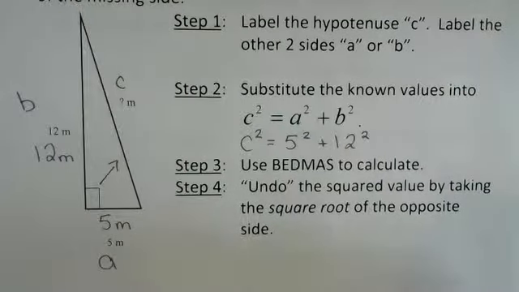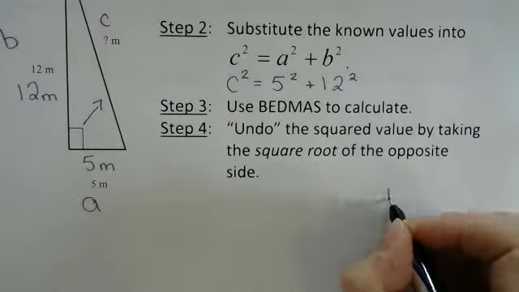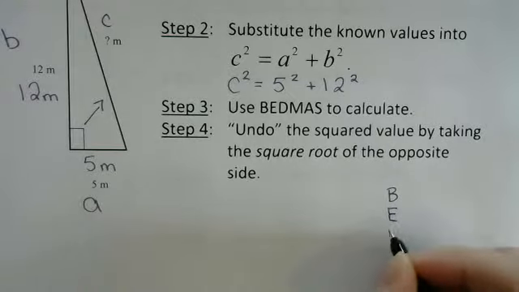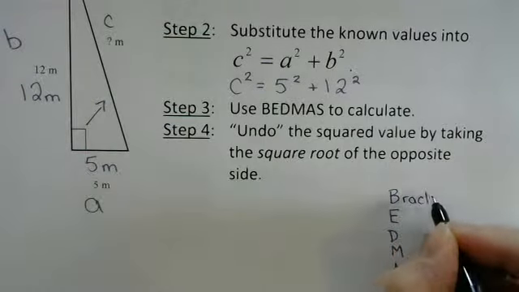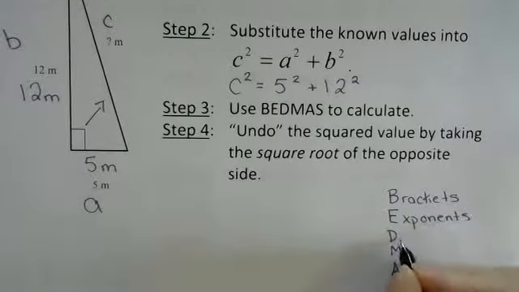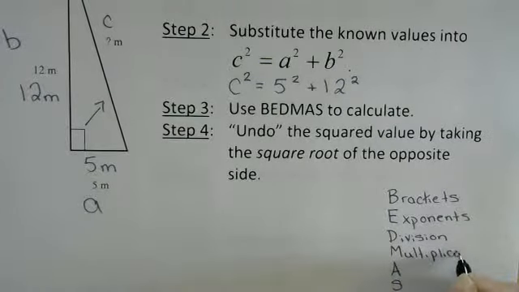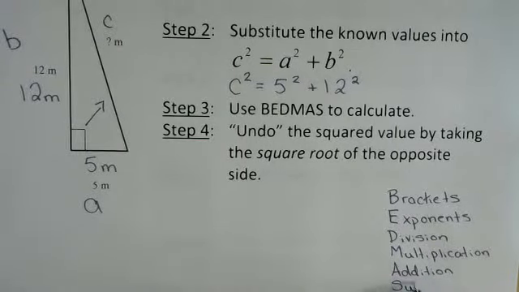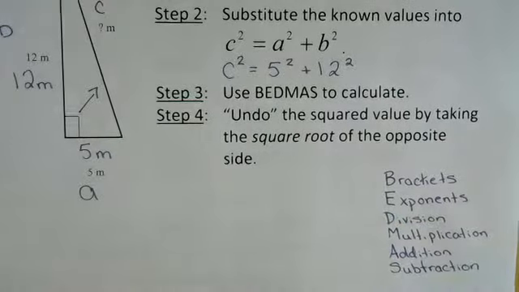If you don't remember BEDMAS, or you didn't learn that, BEDMAS is our standard order of operations for our calculations. We always do brackets first, then exponents, then division, and then multiplication, addition, subtraction. The important thing for this one is that we calculate the exponent before we do the adding.